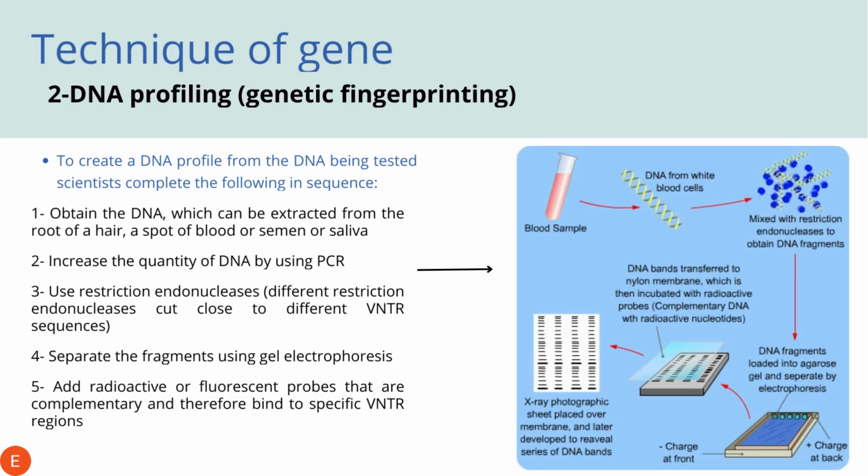Step number 1. Obtain the DNA, which can be extracted from the root of a hair or a spot of blood. Step number 2. Increase the quantity of DNA by using PCR. Step number 3. Use restriction enzymes. Step number 4. Separate the fragments using gel electrophoresis. The final step, add radioactive probes.